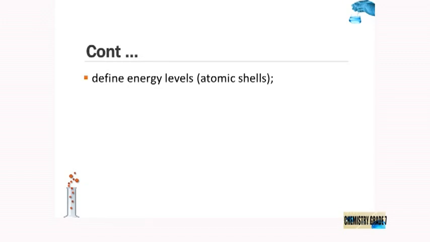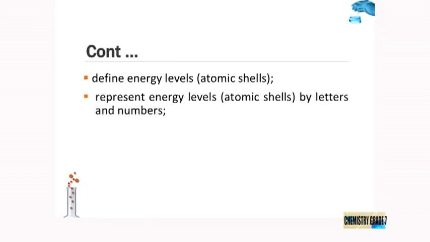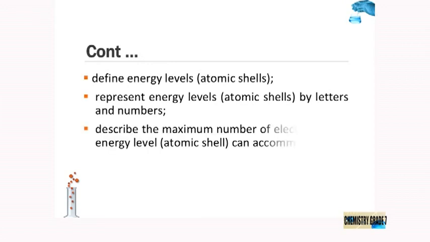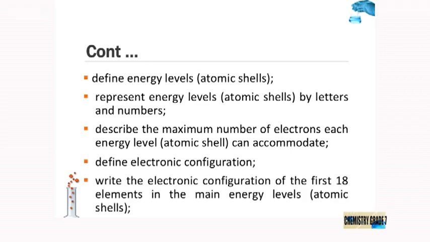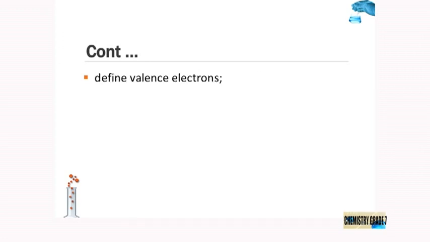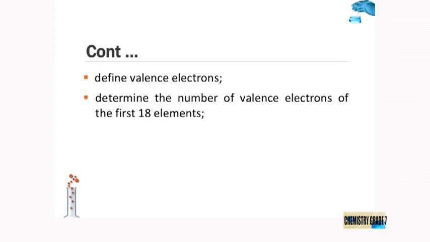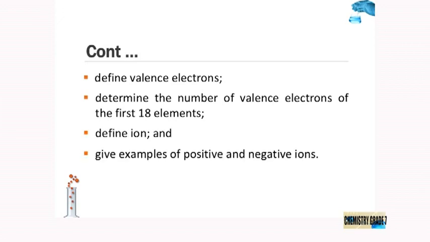Define energy levels. Represent energy levels by letters and numbers. Describe the maximum number of electrons each energy level can accommodate. Define electronic configuration. Write the electronic configuration of the first 18 elements in the main energy levels. Define valence electrons. Determine the number of valence electrons of the first 18 elements. Define ion, and give examples of positive and negative ions.